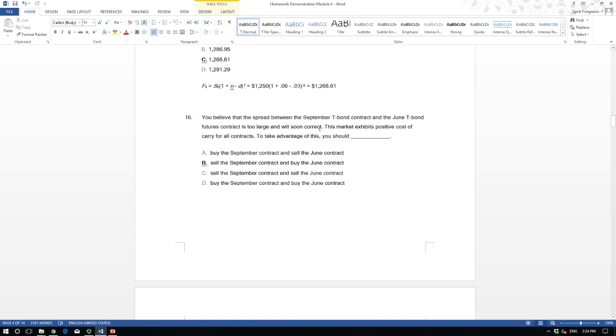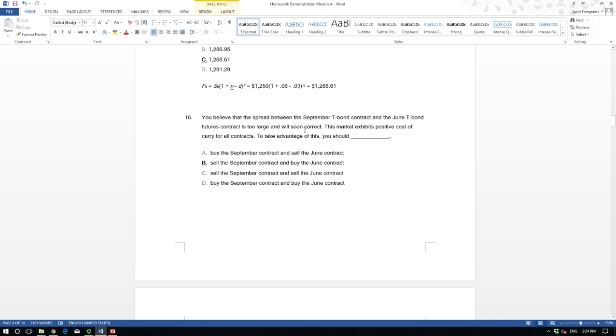Number 16. You believe that the spread between the September T-bond contract and the June T-bond futures contract is too large and will soon correct. This market exhibits positive cost of carry for all contracts. To take advantage of this, you should do what? So the spread between two contracts, the same T-bond, but the September contract versus the June contract, and the difference is going to shrink.